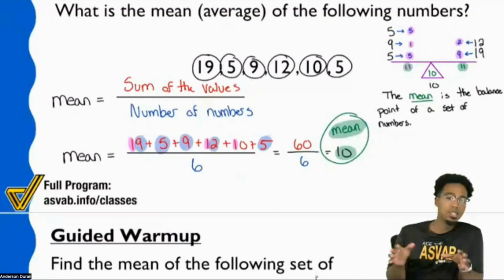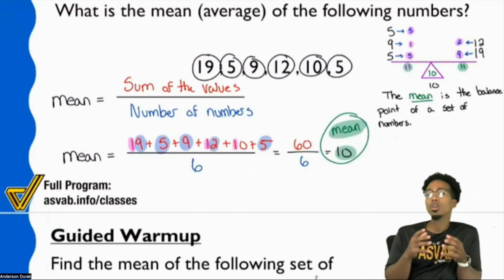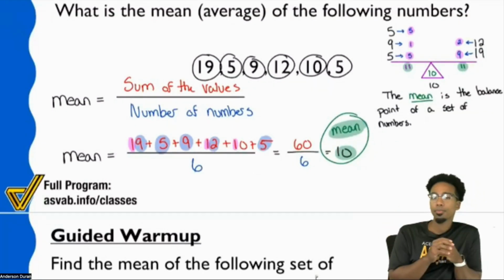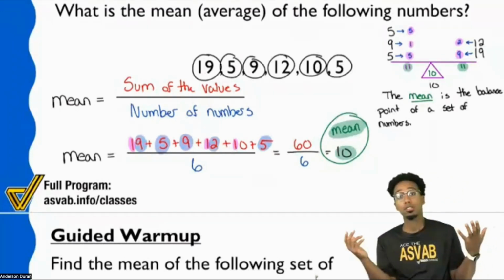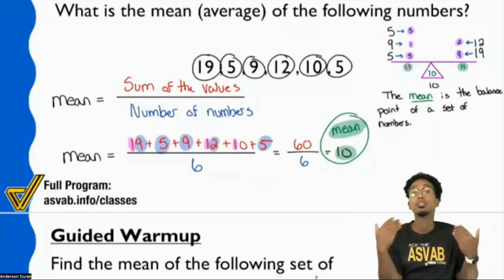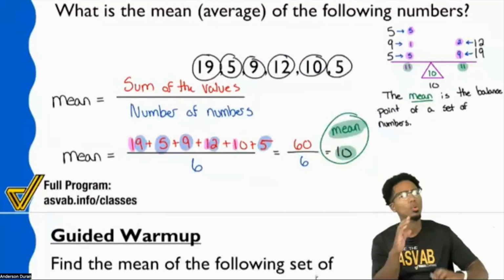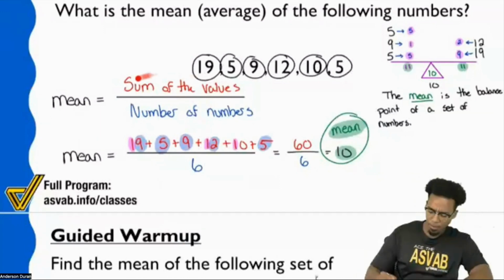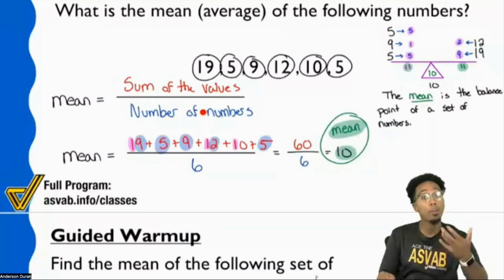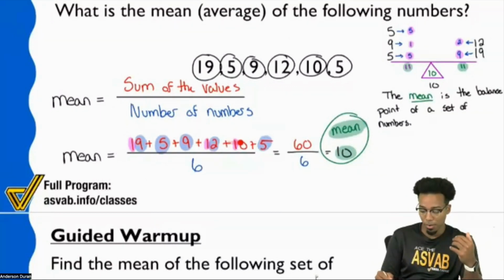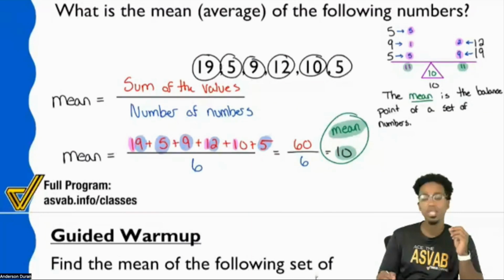All we did in this example, and we're going to do this a couple more times, all we did here was we calculated the mean. Now, we may not know what mean actually is, but we know the formula. The formula is add up all the numbers and divide by the number of numbers. So again, right here, sum the values. In red, if you follow this over here, we took the 19, the 5, the 9, the 12, the 10, the 5, and all we did was add them all up. And that's how we got the 60.